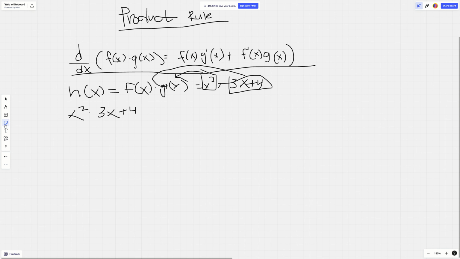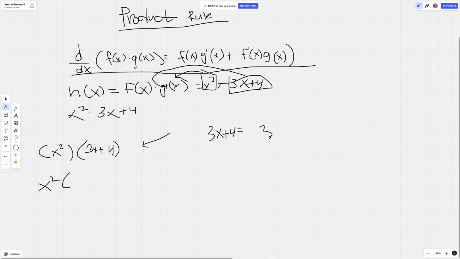Okay, so now we have x squared times 3x plus 4. Let me rewrite this a little better in parentheses, so it's easier to visualize each of these separate functions. Now first let's say f of x is equal to x squared. And now let's calculate the derivative of 3x plus 4. The derivative of 3x is 3, and the derivative of any constant is 0, sorry. So this is going to be equal to just 3.